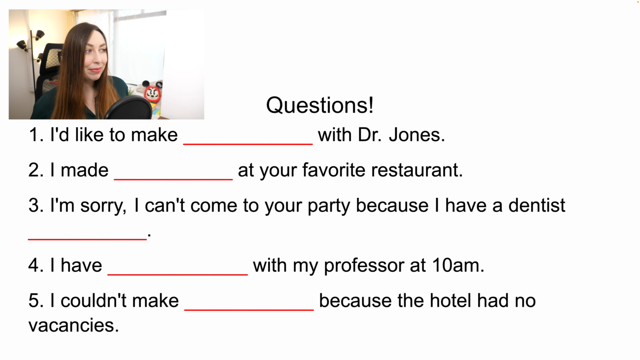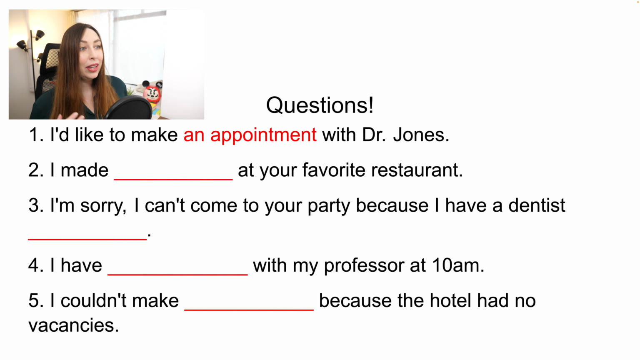Number 1, I'd like to make blank with Dr. Jones. So big hint here, Dr. Jones. This is a person that we want to meet with. So do we say an appointment or a reservation? Okay. I'm going to give you the answer. 3, 2, 1. An appointment. So Dr. Jones is a person. We're going to be making an appointment with him or her.